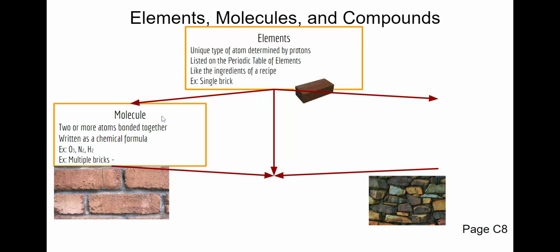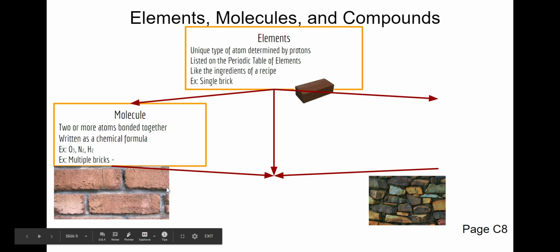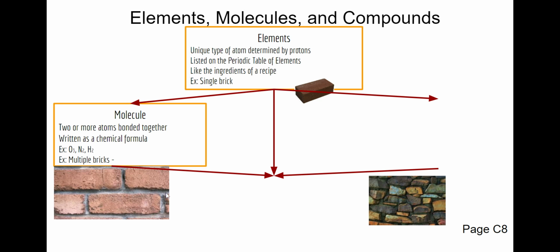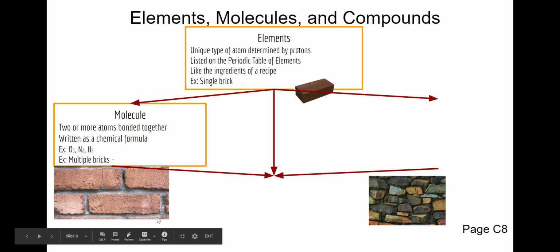A molecule is two or more atoms of the same element bonded together. And it's written as a chemical formula. For example, O3, N2, or H2. And the analogy we use for molecules is that they are multiple bricks that have been bonded together. The mortar between the bricks are the chemical bonds that hold molecules together.